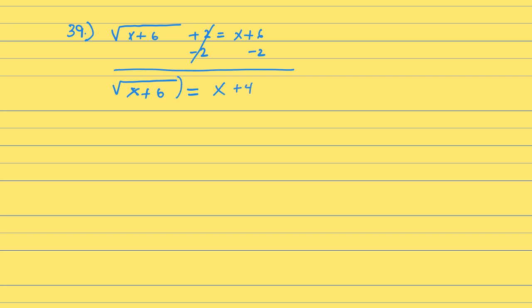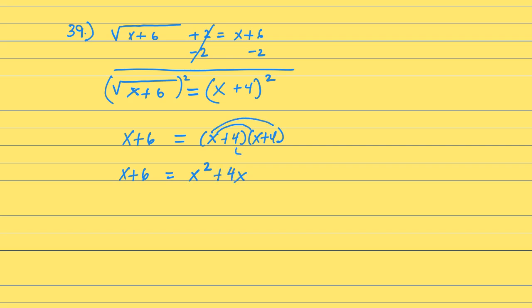You have the square root here, so you're going to square it, and you're going to square it. And you notice when you square a square root, you have x plus 6 is equal to x plus 4 to the second power, so it's actually x plus 4 times x plus 4. You're going to have to do the FOIL method right there on the right side. So you have x plus 6 equals x times x is x squared, x times 4 is 4x, 4 times x gives you 4x, and then 4 times 4 gives you 16.